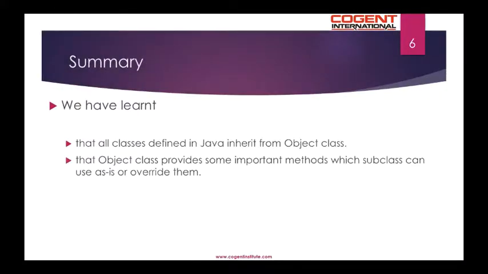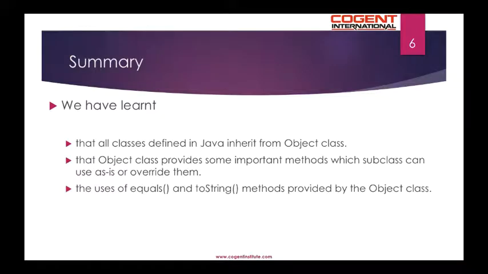To summarize, we have learned that all classes defined in Java inherit from the Object class. It is the ultimate superclass. The Object class provides some important methods which subclasses can use as is or override. We have also looked at the uses of the equals and toString methods provided by the Object class.